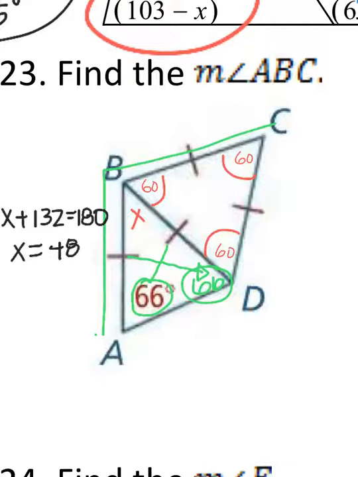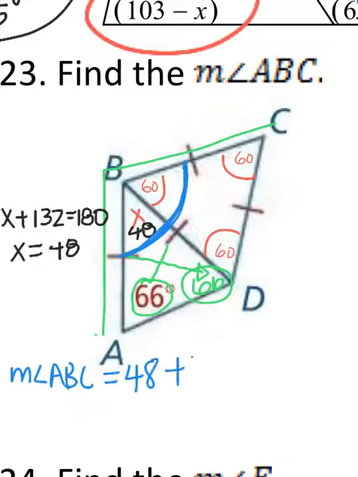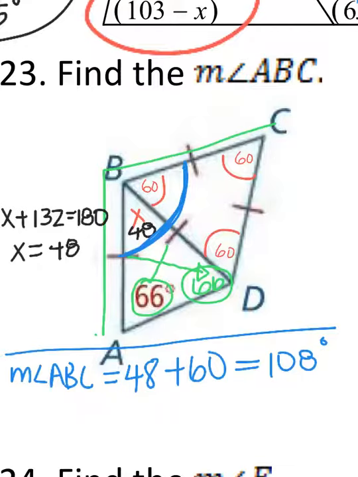So that means we now know this angle here, and we need it in order to find the measurement of angle ABC, because ABC is both of these numbers added together. So the measurement of angle ABC is going to equal 48 plus 60, which adds up to be 108 degrees. We found our answer.